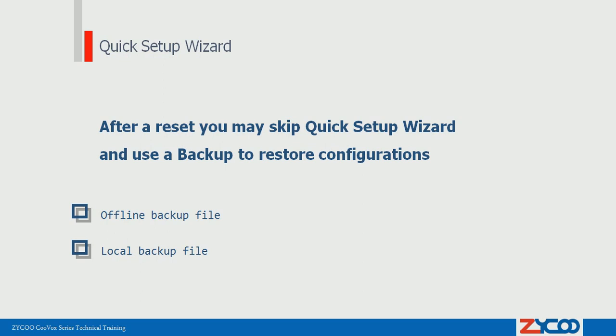There's one situation where you can skip the quick setup wizard, and it is recommended to skip it. After a system reset, you may skip the quick setup wizard and use a backup to restore the configurations. Either you can use an offline backup or a local backup. The local backup stored on the Kovac series will not be deleted after a system reset.